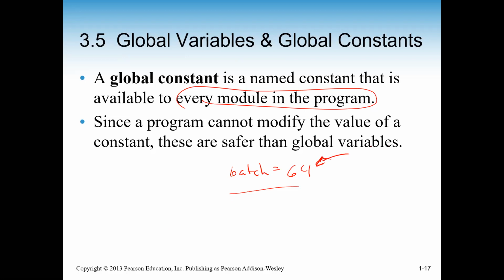Since a program cannot modify the value of a constant, these are safer than global variables, and they're usually okay, as long as you only have one entry of it, right? And it's a constant. Now in Python, do you have to use a specific constant? No, usually you just use a variable of any type, but you give it a number and you never modify it.